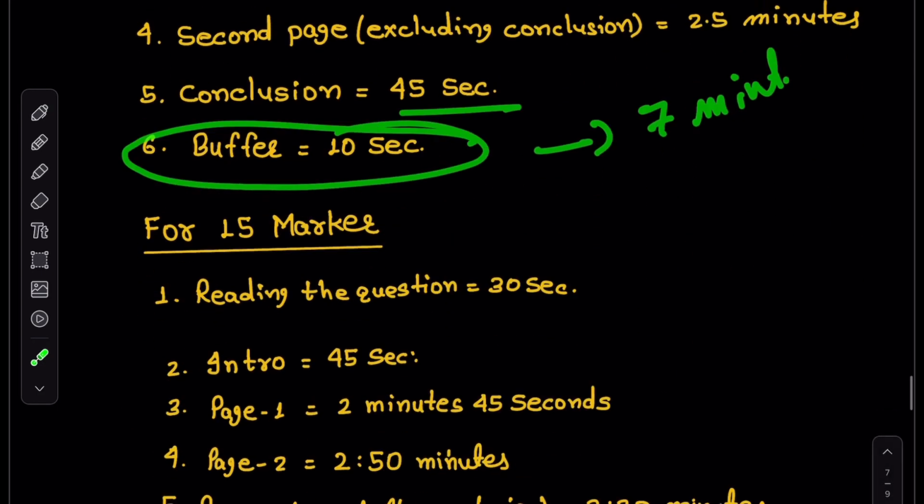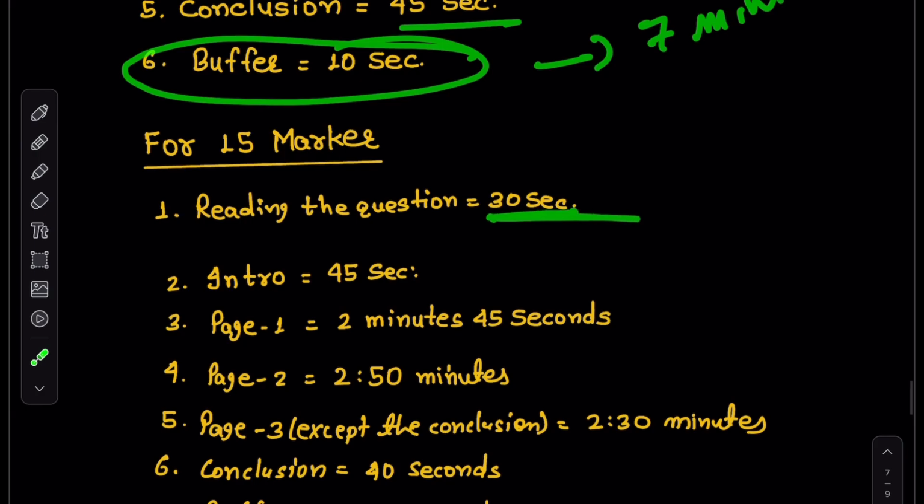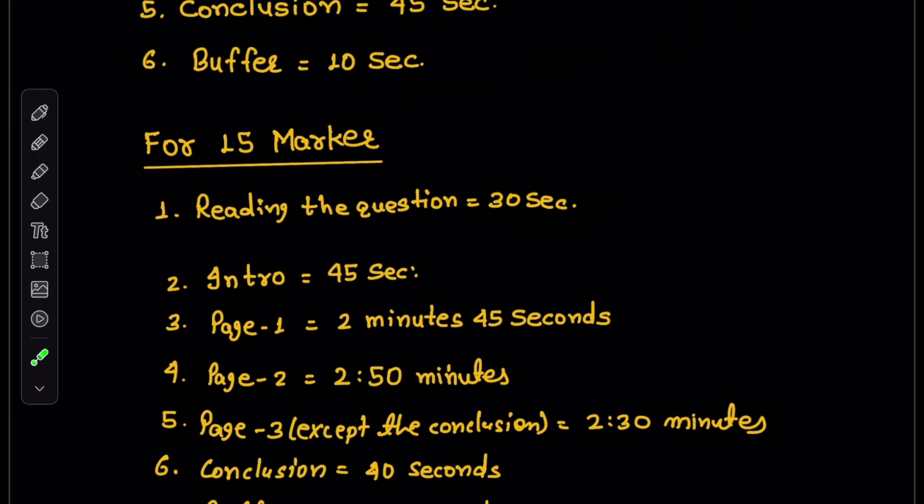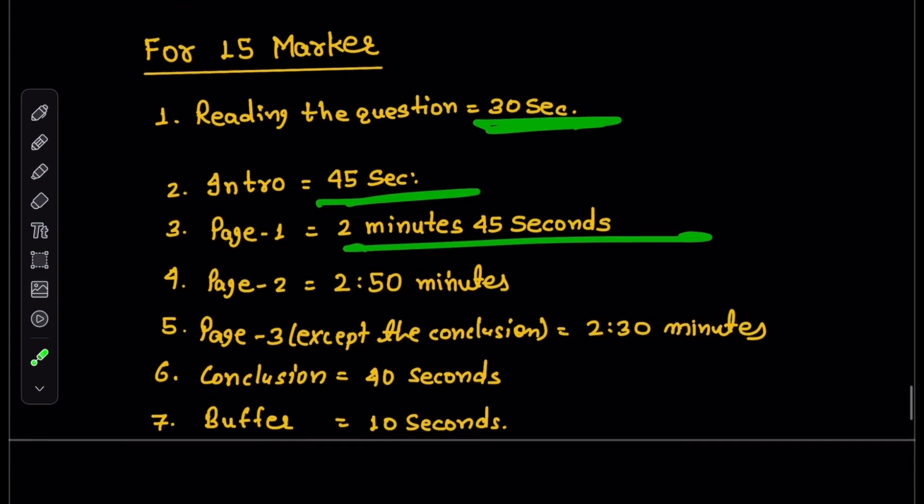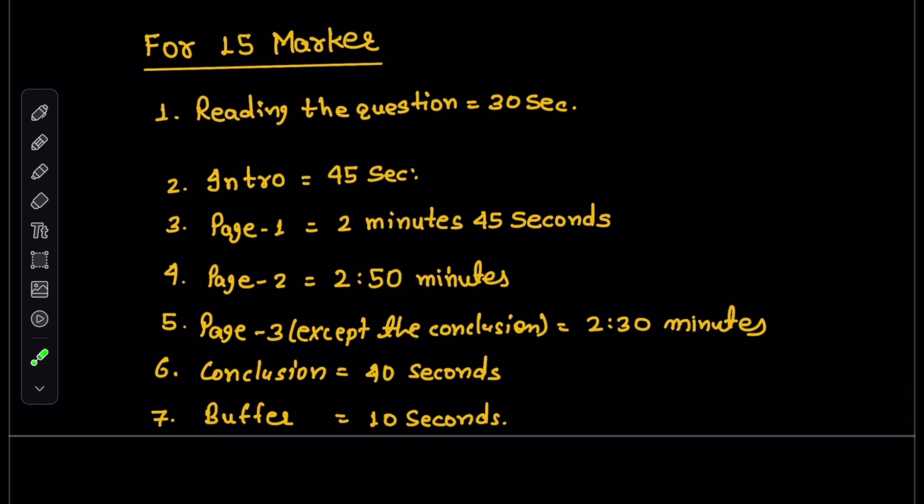The same thing you can do for a 15 marker. There is just slightly longer time for reading the question. Reading the question also means that you frame parts mentally. You break down and make the structure of the question: how many parts I'll be making, how many headings, and what headings I'll be having. So 30 seconds you get for that, 45 seconds for the intro, and 2 minutes and 45 seconds for the entire page 1 apart from the intro.